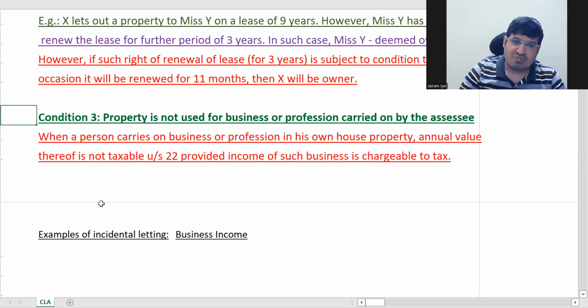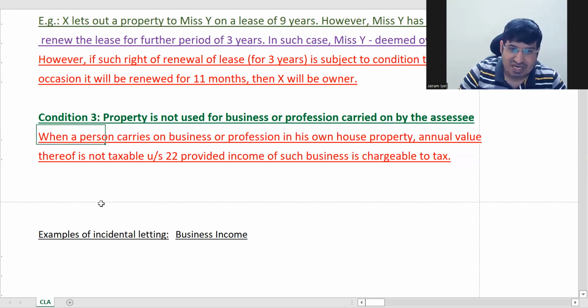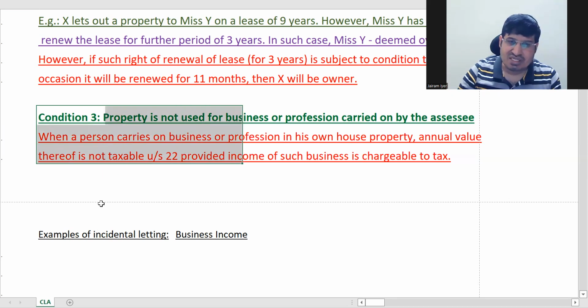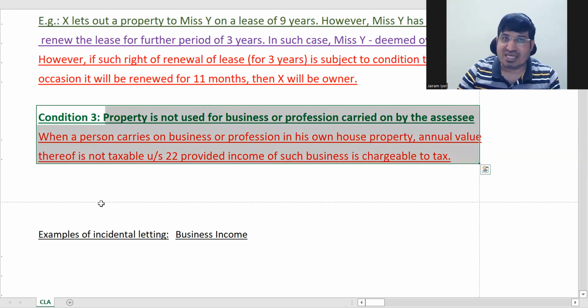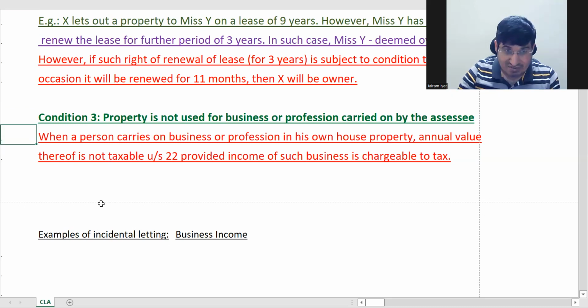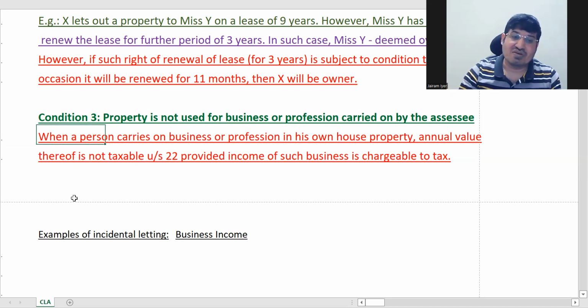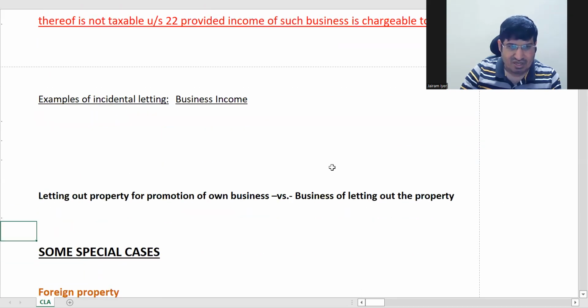The property is not used for a business or profession carried on by the assessee. Okay. So if he is carrying on his own business or profession, then the annual value is not chargeable to tax under section 22, that is income from house property. It goes to PGBP tax. So this case we'll see in the chapter of PGBP, such taxation. Okay. That is if it is used for his own business or profession. If it is not used for own business or profession, then it comes under house property tax. Okay. So we have completed the definition part.